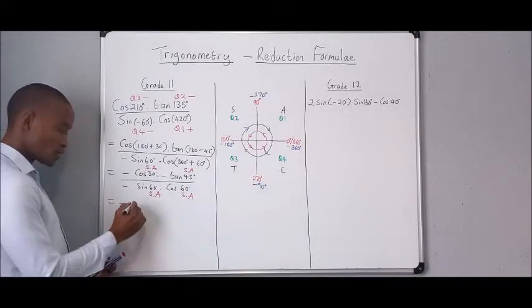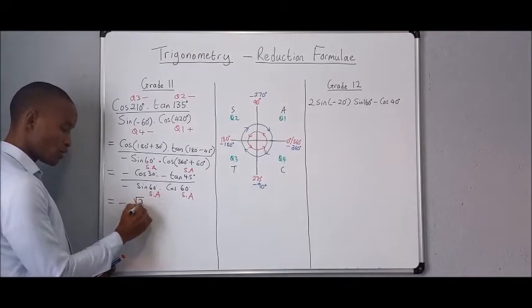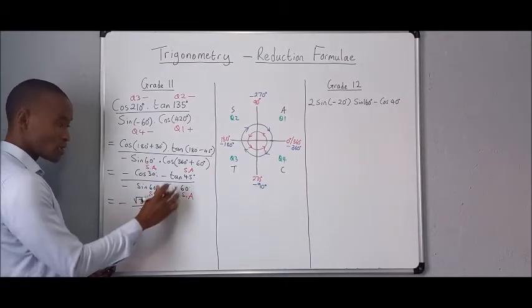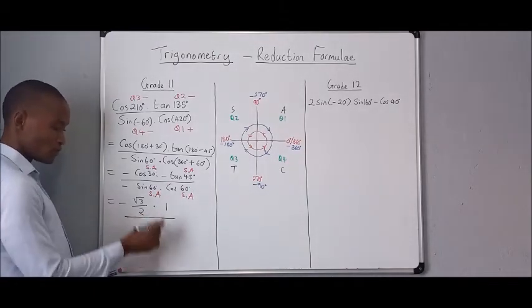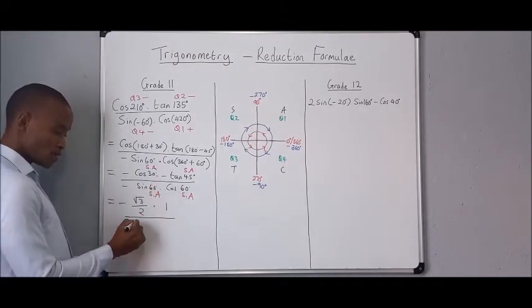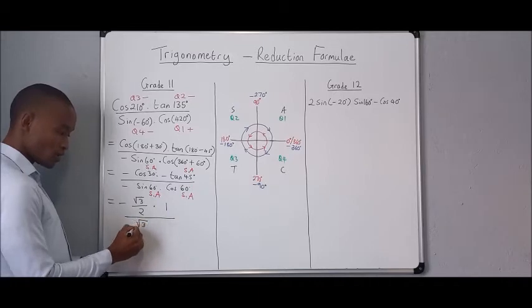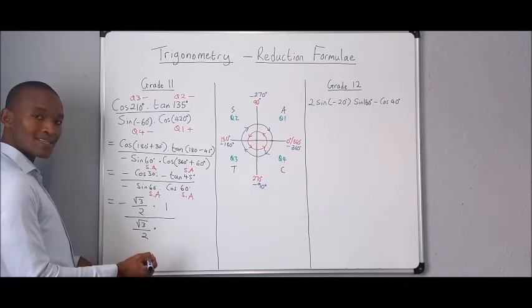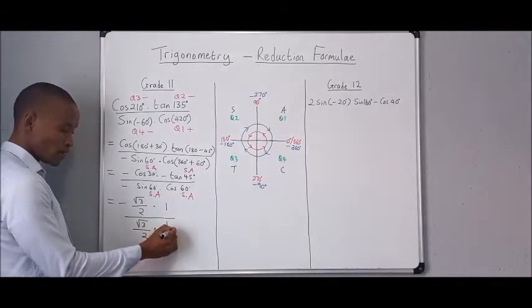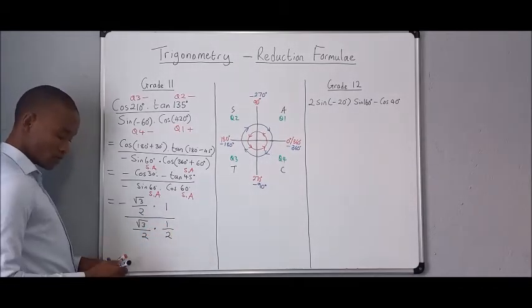Cos of 30 degrees is indeed square root of 3 over 2, times tan of 45, which is 1. Over sine of 60 degrees, which is square root of 3 over 2, times cos of 60 degrees, which is a half, 1 over 2. All right.